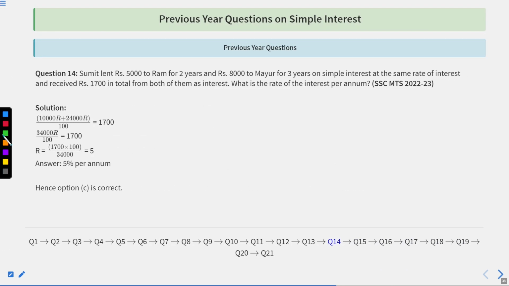So when you simplify it, you will get 34,000 R upon 100 equal to 1,700. So R will be equal to 1,700 into 100 upon 34,000, which is 5. So the correct answer is 5% per annum. So the correct option here is option C.